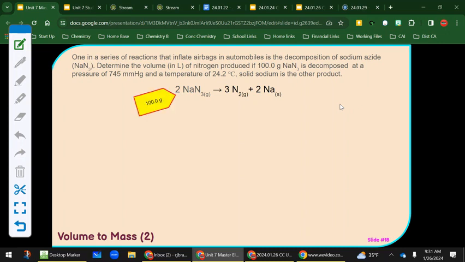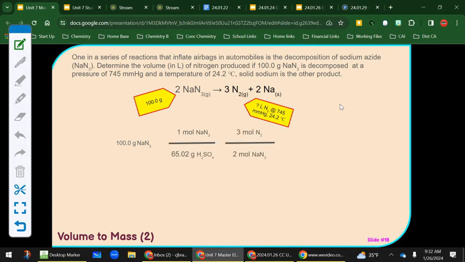I'm given 100 grams of this. I want to know how much of this is produced. This is similar to the last problem, except in the last problem I was trying to find the number of grams, and I was given the information for a gas. Here, we're doing the opposite. I'm given the information for the grams, and I'm trying to find the volume of the gas. So, again, we take what we're given and we get it into moles. How do I get grams to moles?